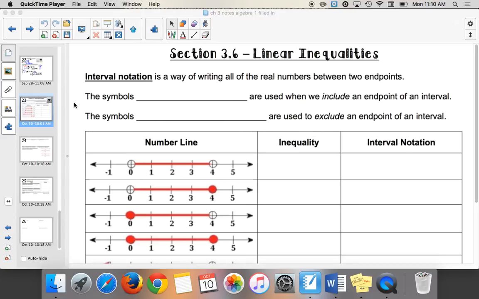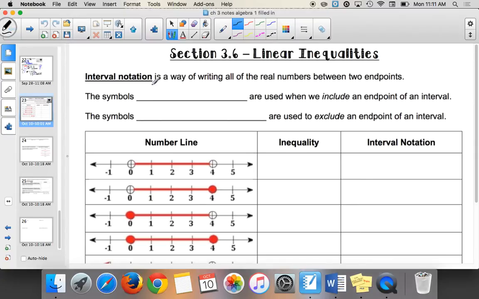This is on linear inequalities. So linear inequalities, the way that we're going to write them in Algebra 1 is using something called interval notation. So many of you guys probably have not seen interval notation. It's just kind of a shorthand way of writing like x is less than 3 and so on. Interval notation is a way of writing all of the real numbers between two endpoints.